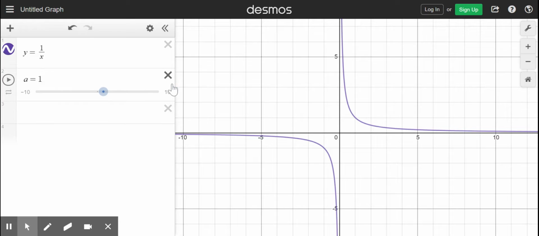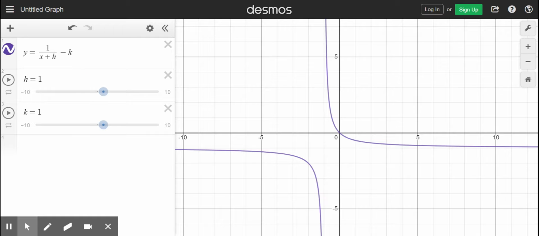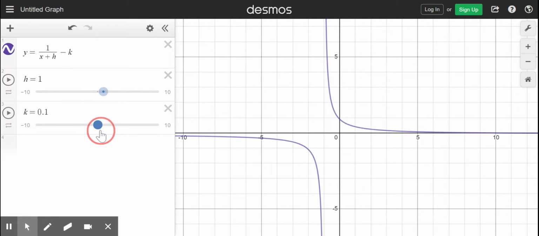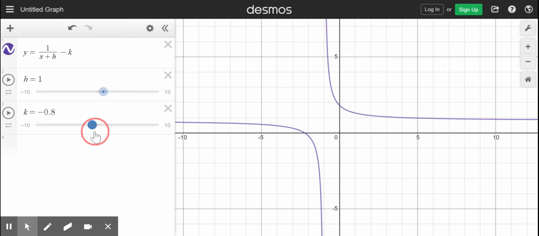So what I'm going to do is add in some things like a plus h. I'm going to add in a minus k. I'm going to add in some sliders so you can see how these asymptotes work. So if I were to take my k value, I can slide my graph around.